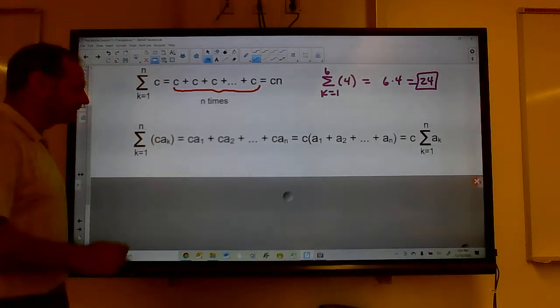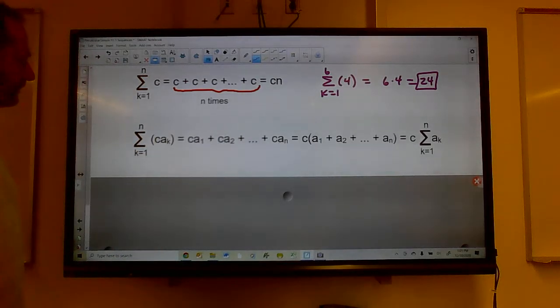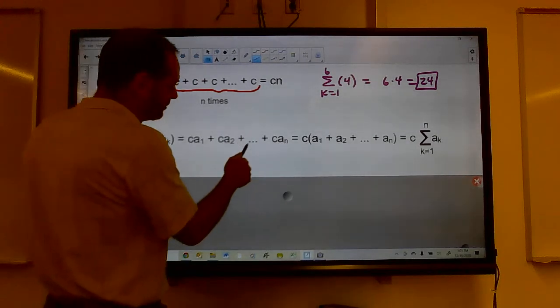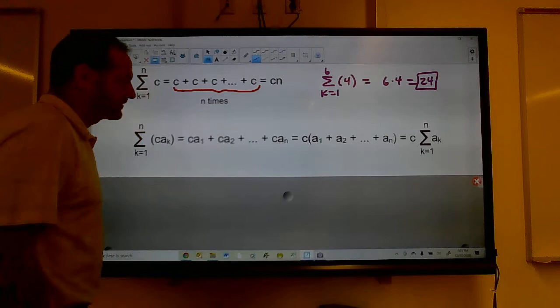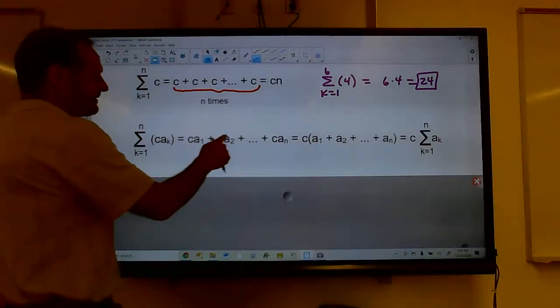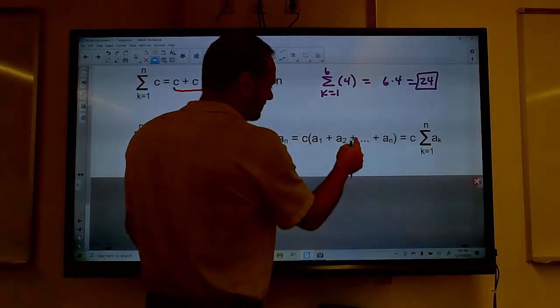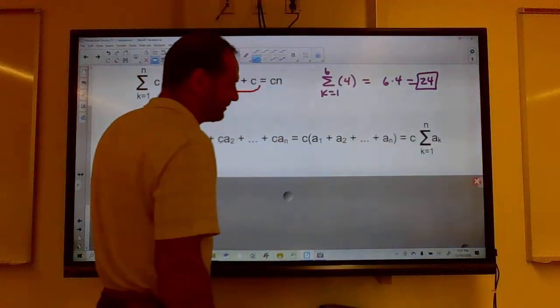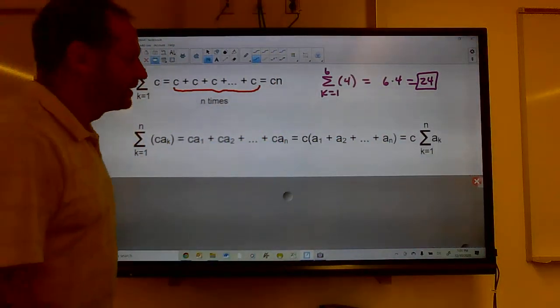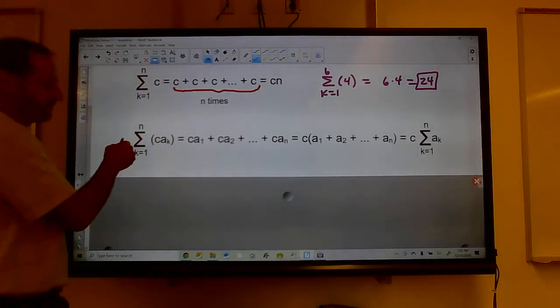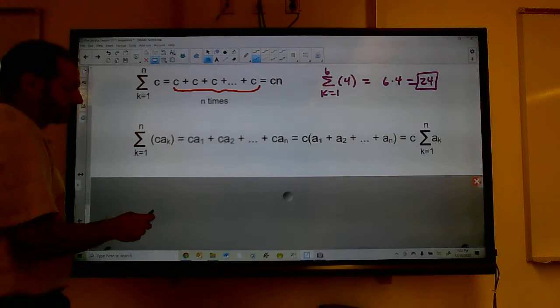So I've got a constant in here. That would just be c times a sub 1 plus c times a sub 2 plus dot dot dot plus c times a sub n. All those terms have a c in them, so I can factor the c out, and then it's just a sub 1 plus a sub 2 plus dot dot dot plus a sub n on the inside. So basically, if I have a constant, I can take that constant out and just do the sum of the other stuff.